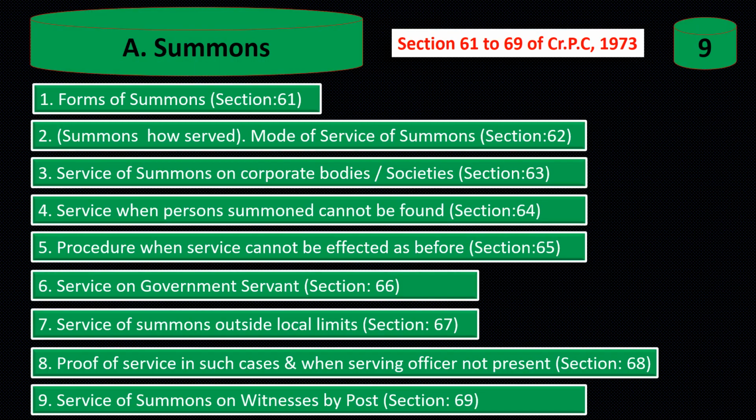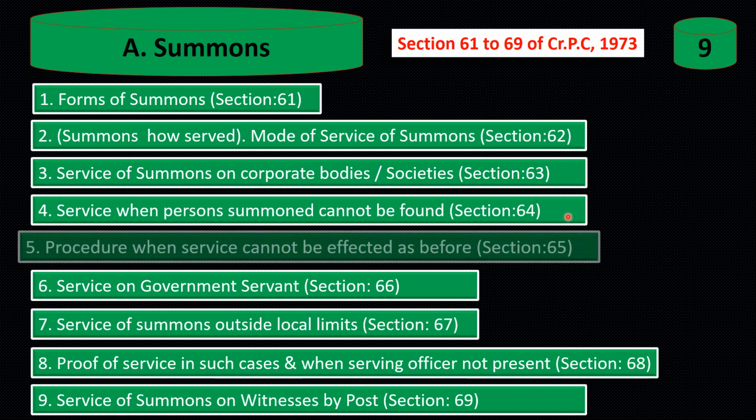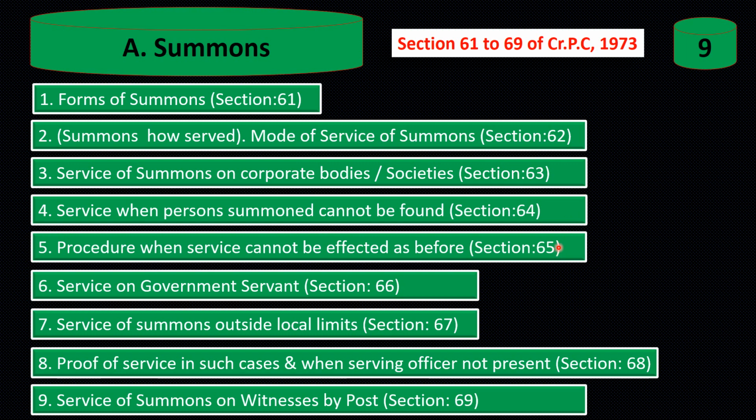First part 61, the forms of summon, and how it is to be served, section 62. To be served on corporate and societies, section 63. Corporate people or societies, when required, are not available. So service of summons when person cannot be found, next 64. When service cannot be effected as before, section 65. Then comes the government summons, section 66. Government summons is always outside the local limits of his office.